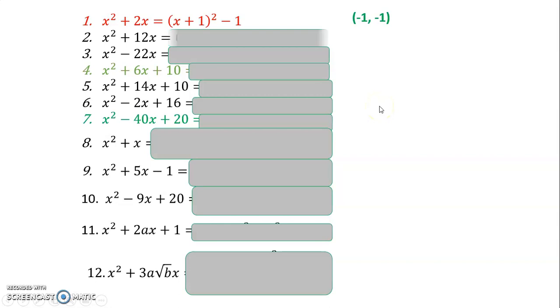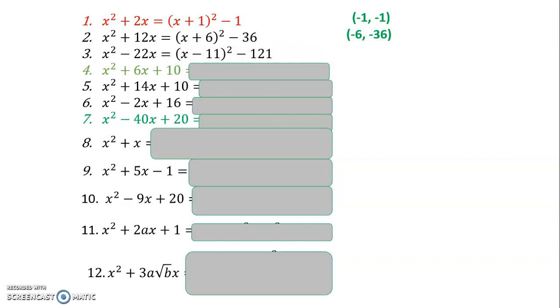Right, next one, x add 6 all squared, subtract 36. Remember that we're always halving the coefficient of our x here. And when we expanded this bracket, we will get a plus 36. We don't want any constant at all, so we need to subtract all of 36. So our minimum point, our turning point, will be -6 and -36.